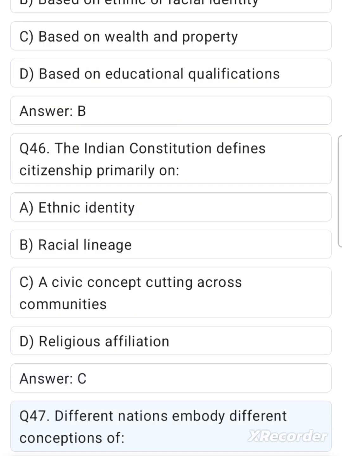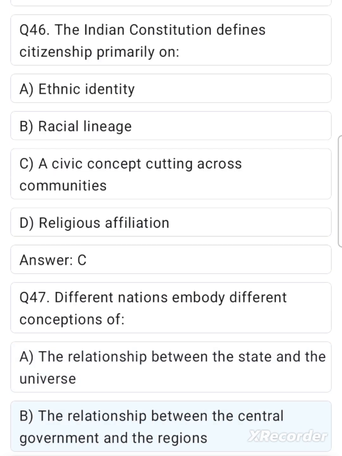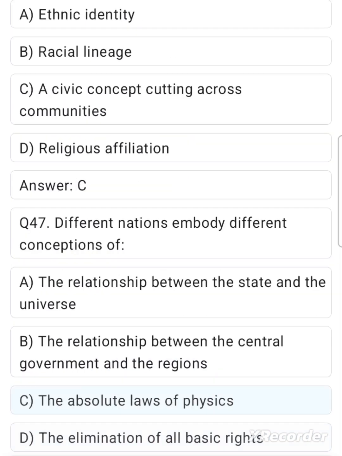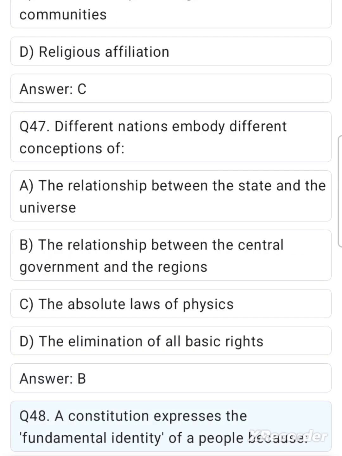Q47. Different nations embody different conceptions of A. The relationship between the state and the universe. B. The relationship between the central government and the regions. C. The absolute laws of physics. D. The elimination of all basic rights. Answer. B. Q48. A constitution expresses the fundamental identity of a people because A.